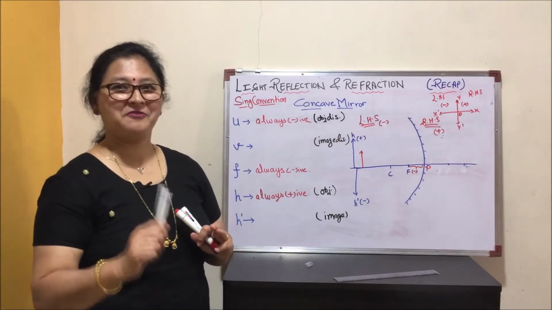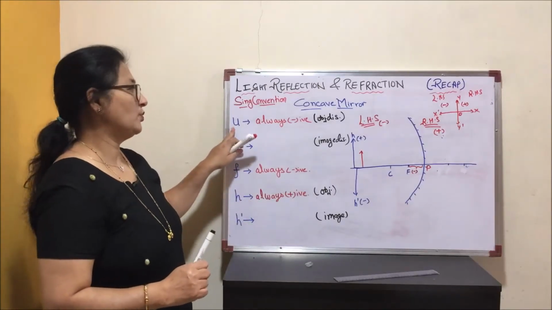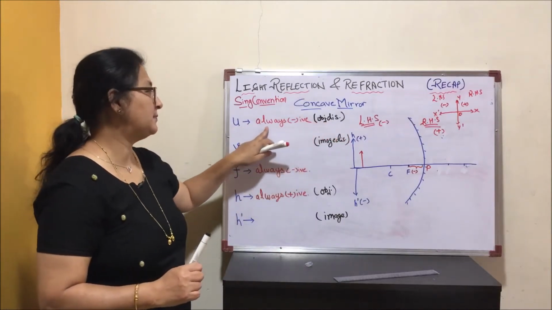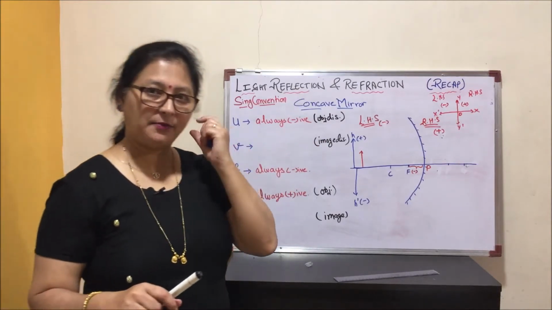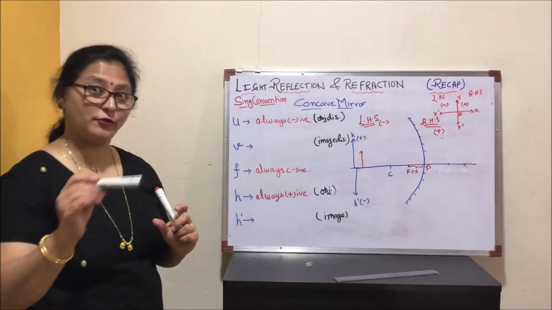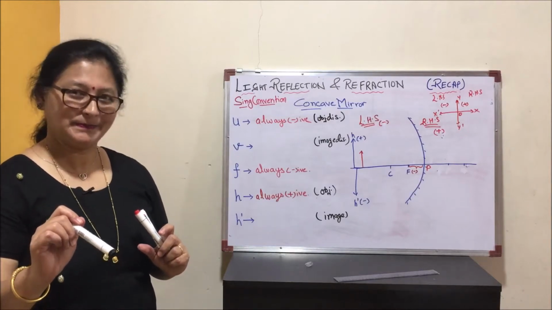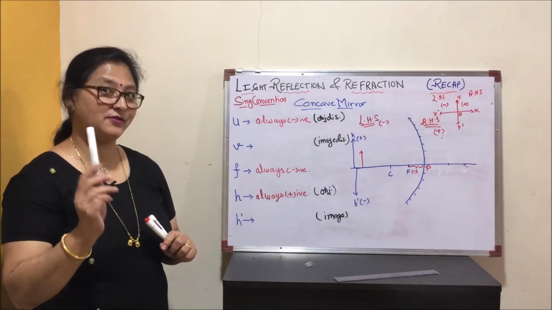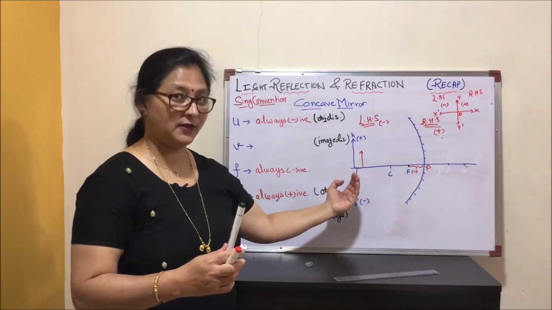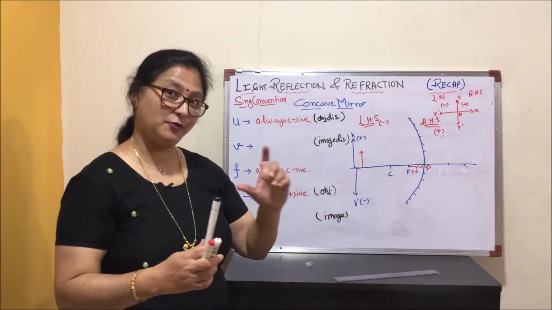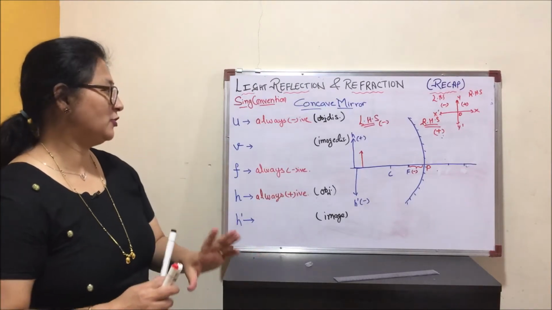Even in the case of a convex mirror, we place the object in front of the mirror. So we can say that u, the object distance, will always be negative. If I tell you the object is placed 20 centimeter away, then when you substitute the value of u in the formula, you have to write minus 20. Clear? You cannot write plus 20, because the object is placed on the left hand side of the mirror, in front of the mirror. So if I give you 20 centimeter, you have to take minus 20.